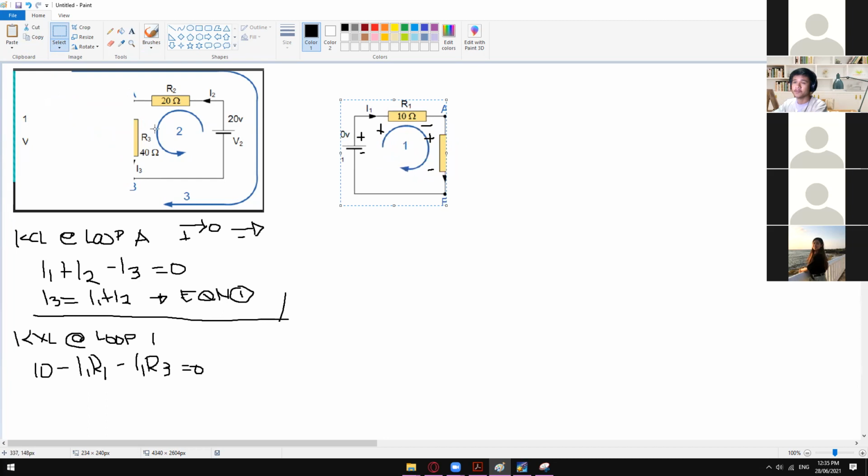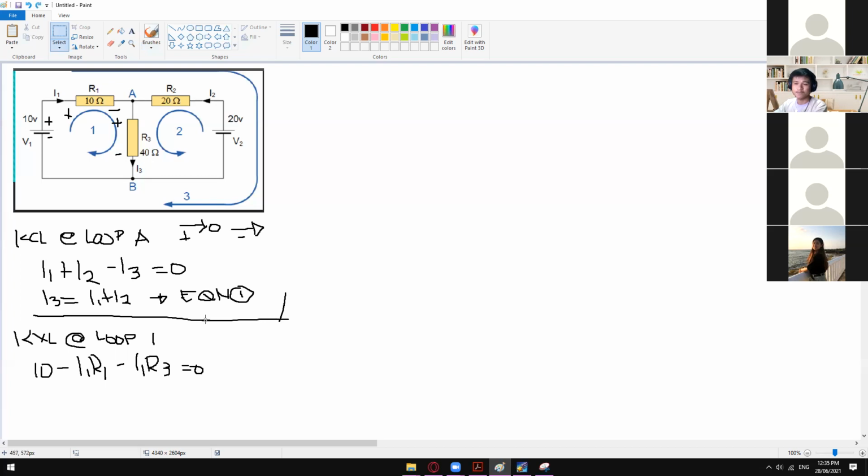Okay, instead of looking at both loops, just focus on loop one, since you're dealing only with loop one. And then in here you can now substitute the given values. So we don't know the value of I1, so just leave it as I1. And then R1 is 10 minus I1, and then R3 is 40, then equal to 0. So this is now your final equation number 2, since we cannot do any simplifications with this one anymore.